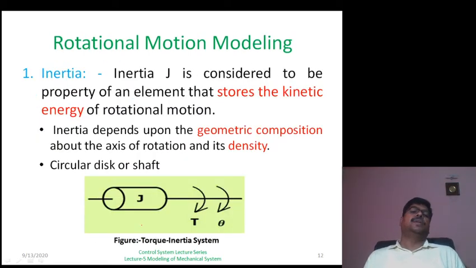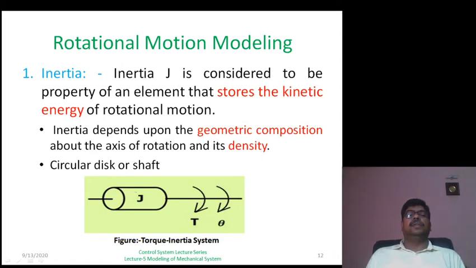So first is inertia, similar to the mass in a translation motion. In a rotational system, there is an inertia, and basically it is a property of the element that stores the kinetic energy of a rotational motion. So this depends upon the composition, geometry, its density and axis of rotation.